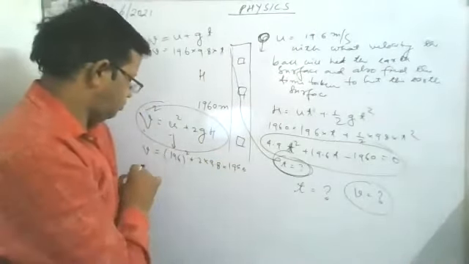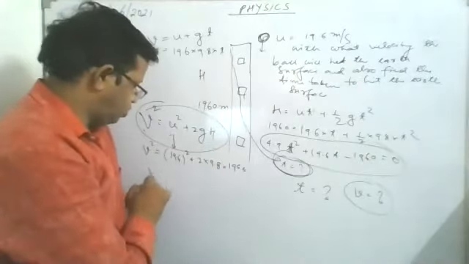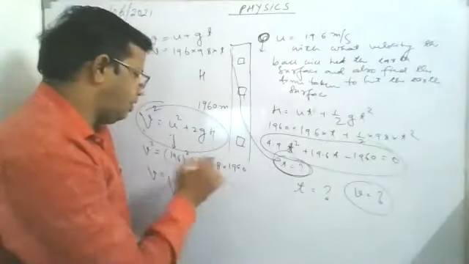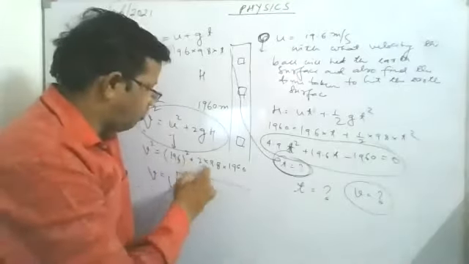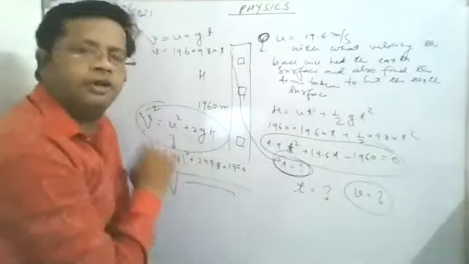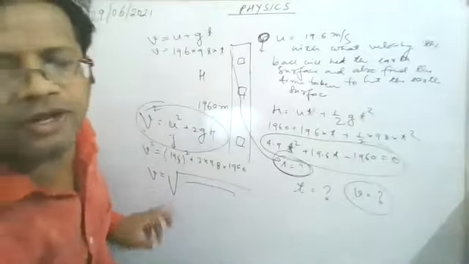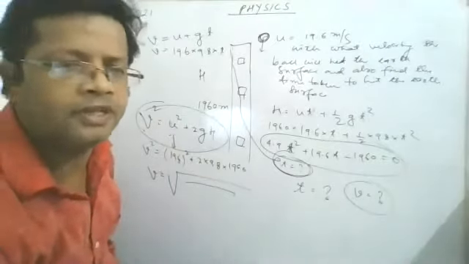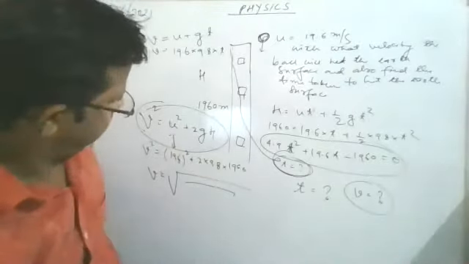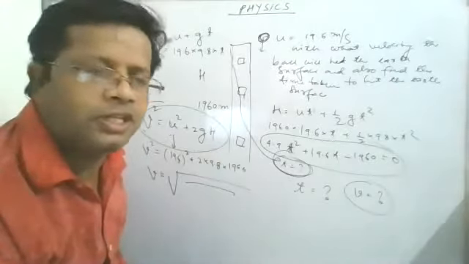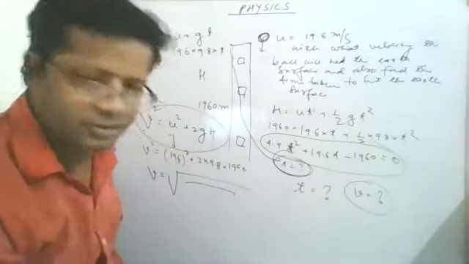V square equals this. So v is equal to root under this whole value. You will put this value here, solve it, determine the root, and then you will get the final value of the velocity with which it will hit the Earth's surface.